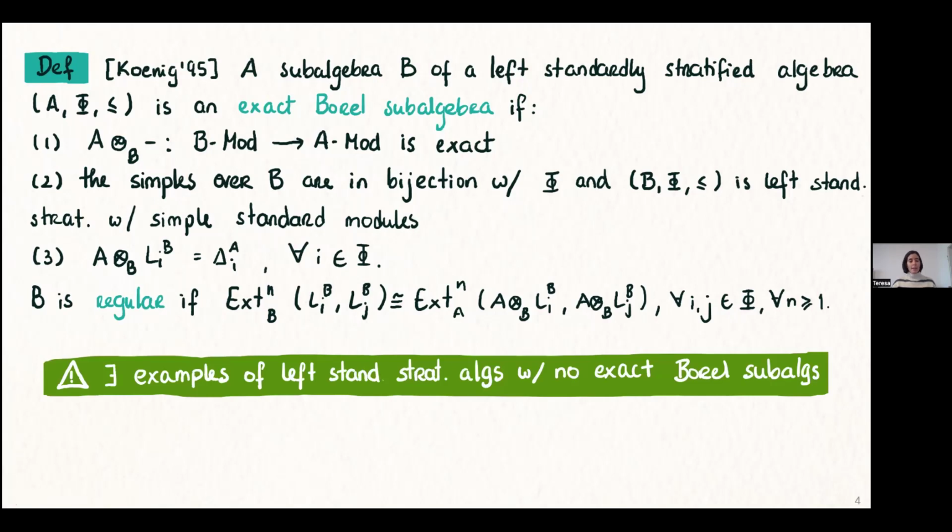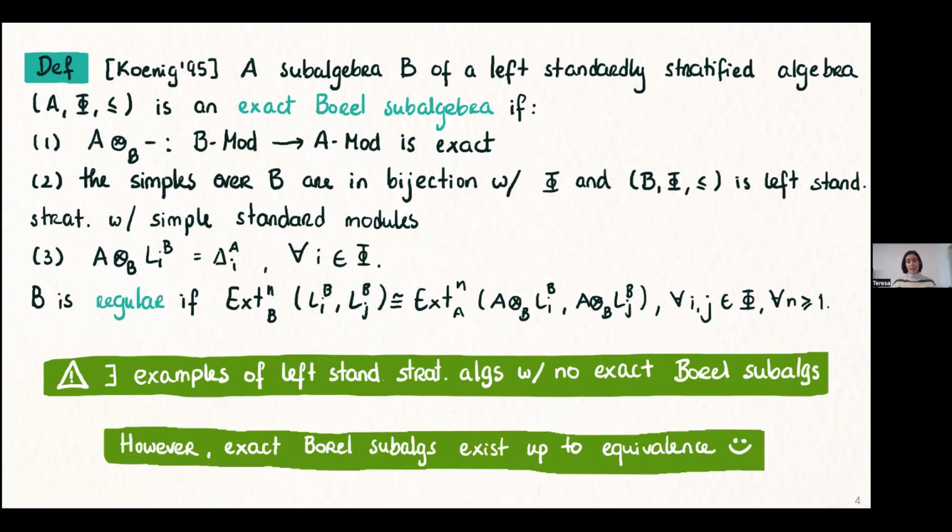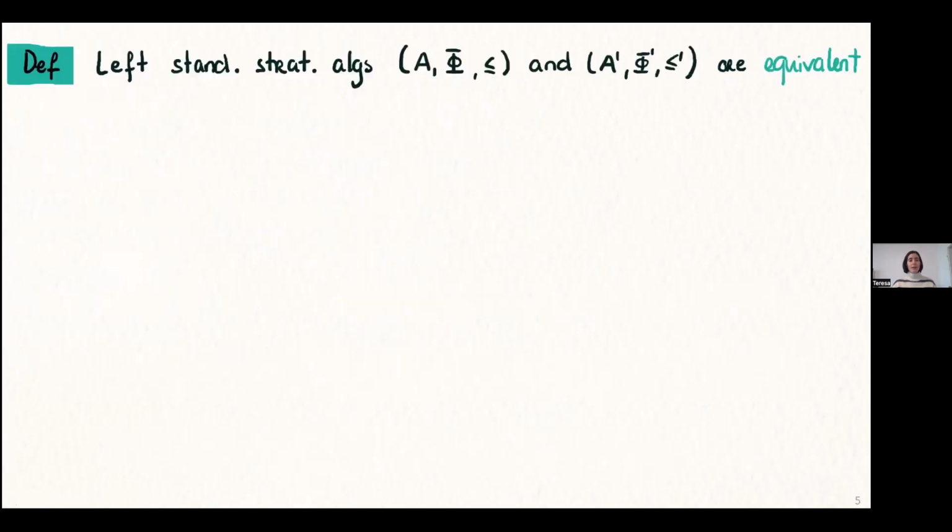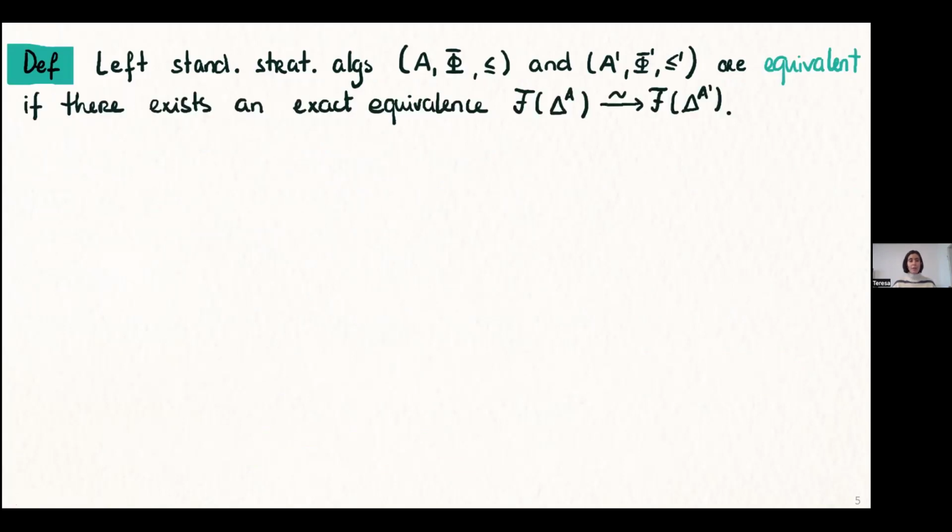Now, unlike the case of the Wedderburn-Malcev theorem, it's not true that every left standardly stratified algebra has an exact Borel subalgebra. However, they always exist up to equivalence of left standardly stratified algebras. What do I mean by that? I'm going to say that two left standardly stratified algebras, A and A prime, are equivalent if there exists an equivalence between the corresponding categories of modules filtered by standard modules, which preserves the canonical exact structure of such categories.